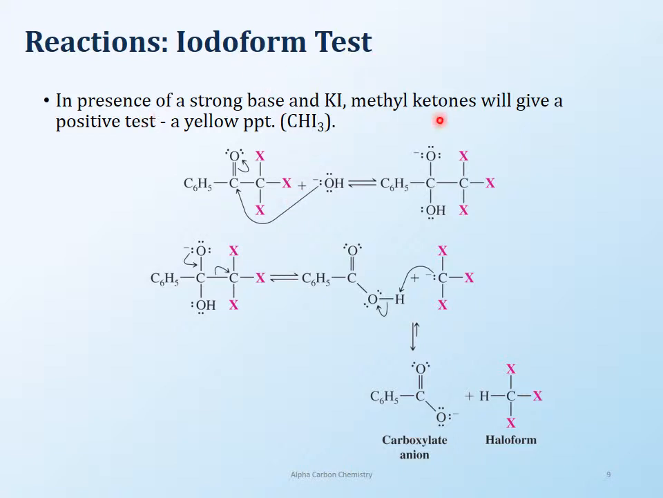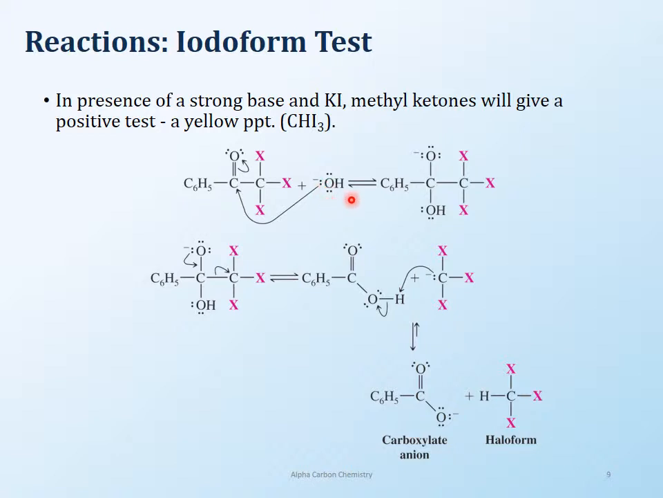And the way it works is that if you take any methyl ketone and then in presence of a strong base and potassium iodide, the methyl ketones will give a positive test, which is a yellow precipitate, and that is called the iodoform, just like if you have CHCl3, it's called chloroform. If you have 3 iodines, it's called iodoform. So anyhow, this is the reaction that actually happens.